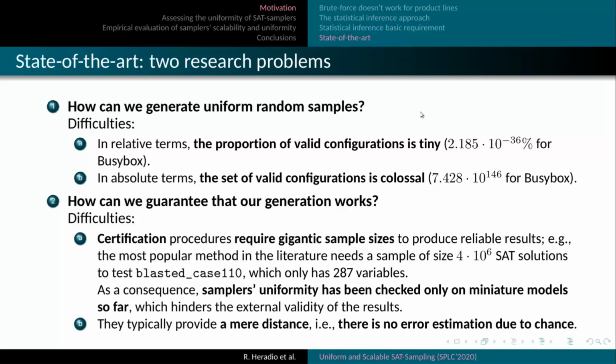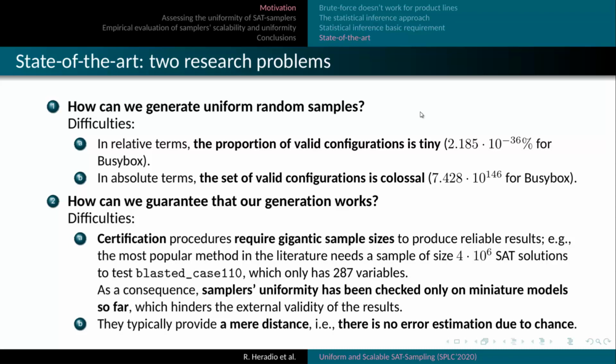We also need scalability. Nowadays there are several samplers that claim to be both uniform and scalable. However, their uniformity hasn't been validated properly yet. Several uniformity validation methods have been proposed, but they have important shortcomings. First, they require huge sample sizes to produce reliable results. For example, the most popular method in the literature needs a sample of 4 million configurations to test a small model with less than 300 variables.